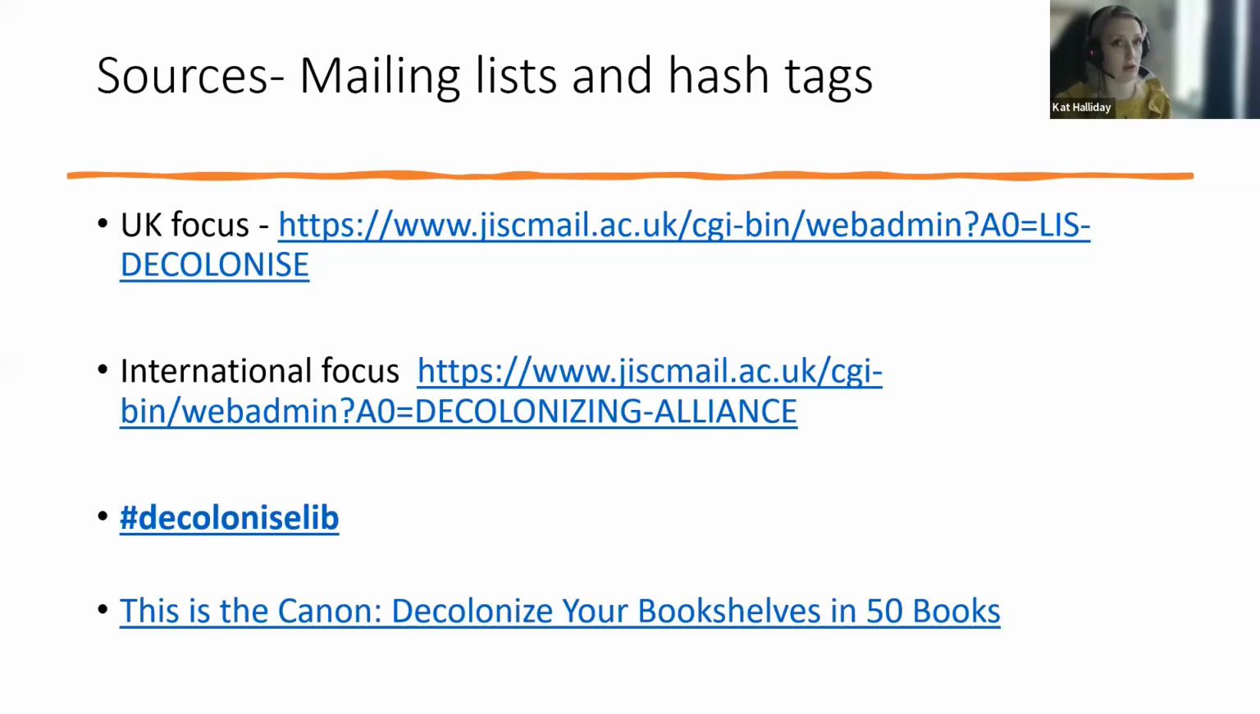And then I also got this book recently, which is really, really interesting. It's called This Is the Canon: Decolonise Your Bookshelves in 50 Books. If you're looking for ways to understand what decolonising looks like and best practice, the introduction is really interesting. It's no holds barred. It gives you a really practical overview of what decolonising looks like and some interesting suggestions of books. They are mainly fiction books, I will say, that you could include in a collection of leisure reading or suchlike.